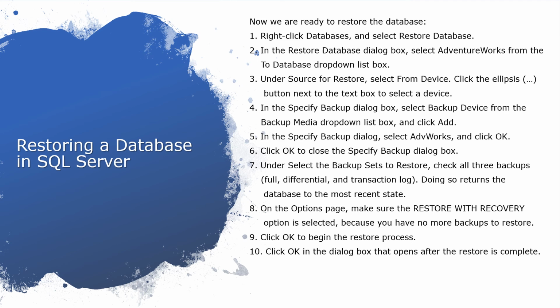Under Select the backup sets to restore, check all three backups: full, differential, and transaction log backup. Doing so returns the database to the most recent state. On the Options page, make sure the Restore with recovery option is selected because you have no more backups to restore. Click OK to begin the restore process. Click OK in the dialog box that opens after the restore is complete.